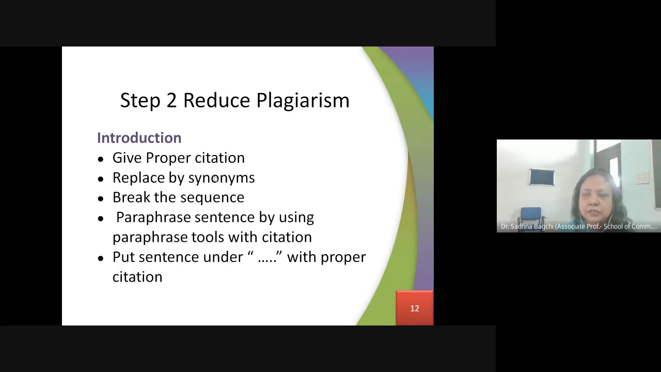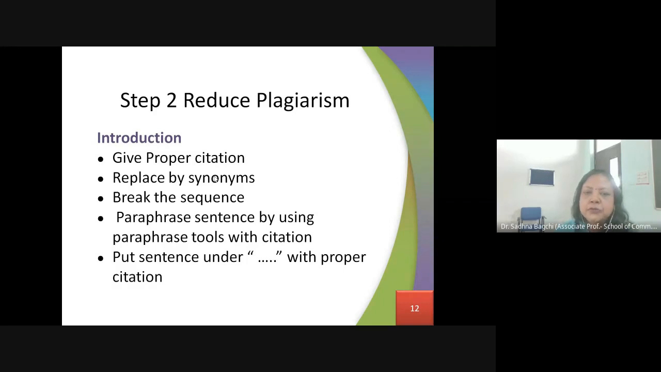If some words are coming up in the similarity index, then you can replace them with synonyms also. Break the sequence, meaning between 3 to 4 sentences or 3 to 4 words, add some prepositions or conjunction words between the sentences. In this way you can break the sequence of the sentence. Then the plagiarism issue may be reduced.